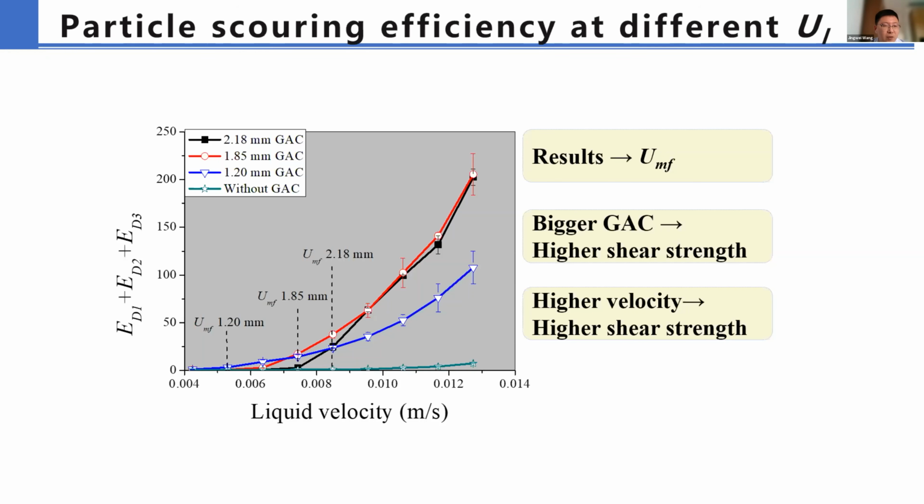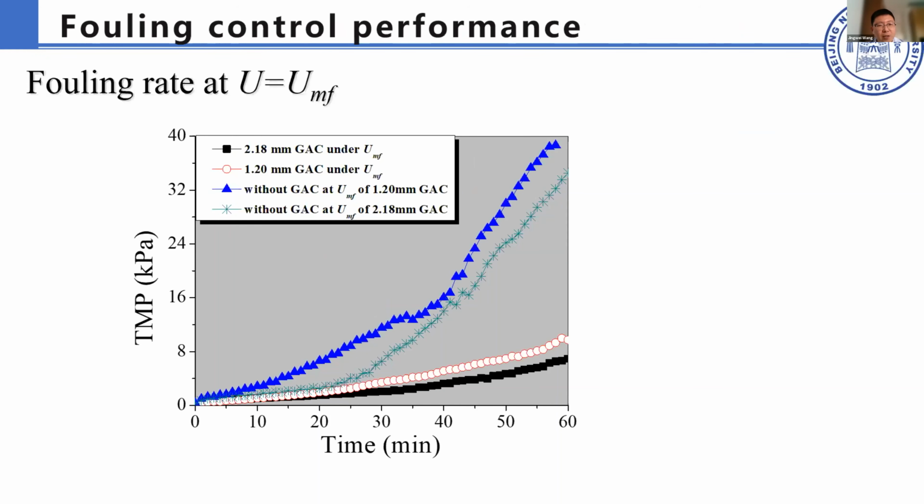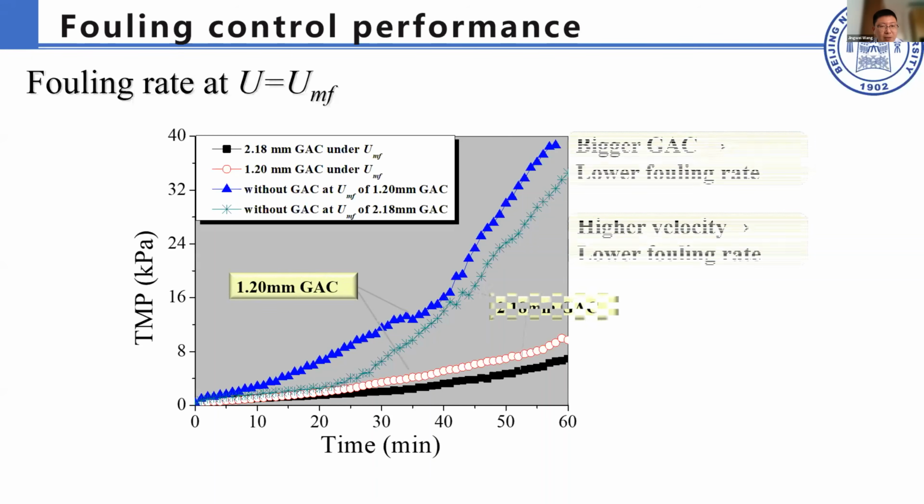By using this method, we can quantitatively measure the particle scouring efficiency at different superficial liquid velocities. Like if the cross flow velocity is over the UMF, there are signals. Also, at the same liquid velocity, larger particles achieved higher particle scouring. This figure shows the fouling test and the UMF value. As you can see, without GAC fluidization, the TMP increased very fast, but with the scouring of the fluidized GAC it is very slow.